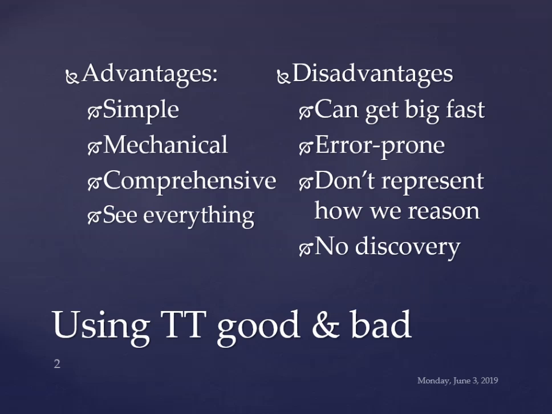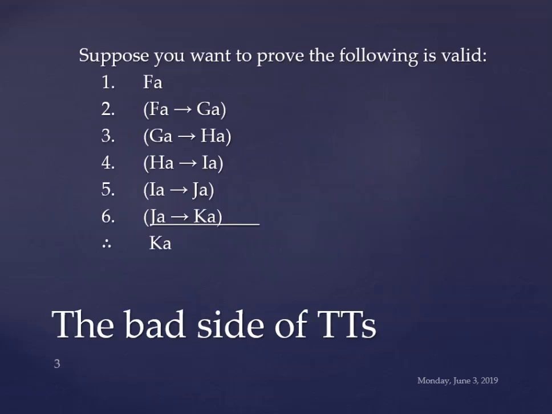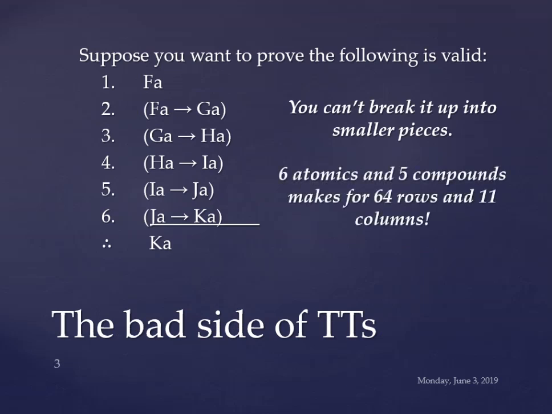So if you were going to use a truth table to figure out whether or not this argument is valid, you just take a look at that. You cannot break it up into smaller pieces. Everything interacts with each other, and you've got 6 different atomic formulas here, and 5 compound formulas too, and that's going to make for a 64-row truth table with 11 columns. And that's just going to be a pain in the butt to figure out whether or not that argument is valid. And so this is kind of the point of entry.